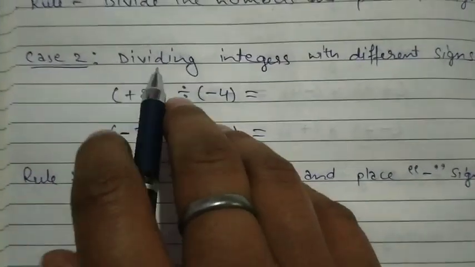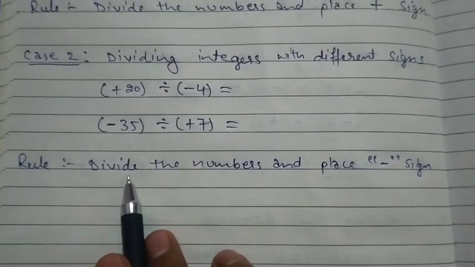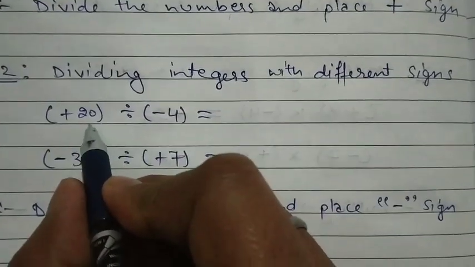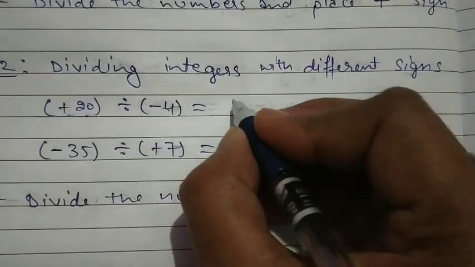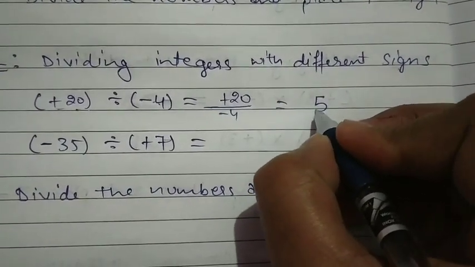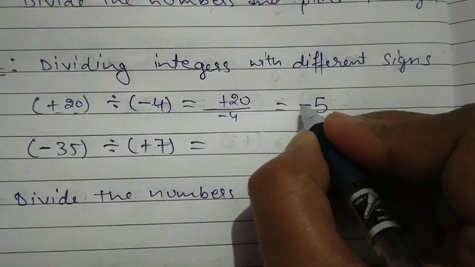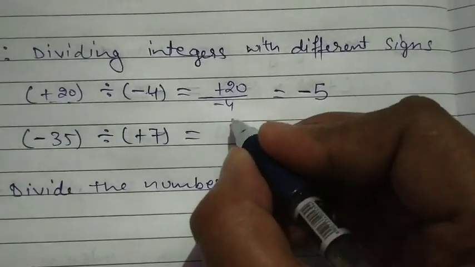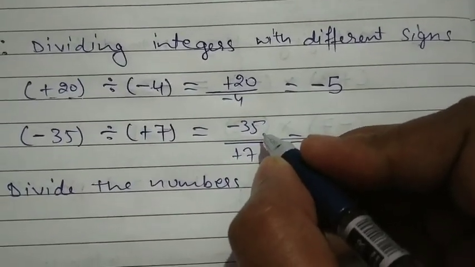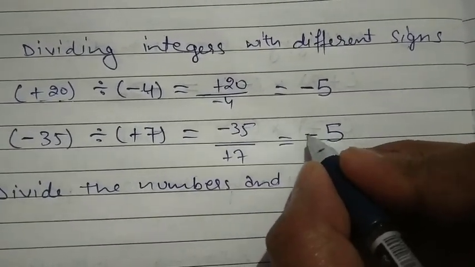Same, if we want to divide integers with different signs, what we need to do is divide the numbers and place a minus sign. Here again we have two integers, one positive and the other negative. So it is plus 20 divided by minus 4. After division this will be 5. 20 divided by 4 is 5, and since these have different signs, we will put a minus sign. So our result will be minus 5. Same, minus 35 divided by plus 7. 35 comes in the table of 7 at 5 times, 7 5s are 35. So again this will be 5 and minus.